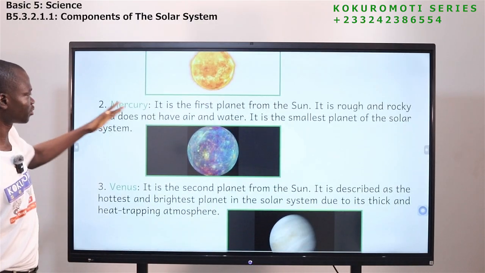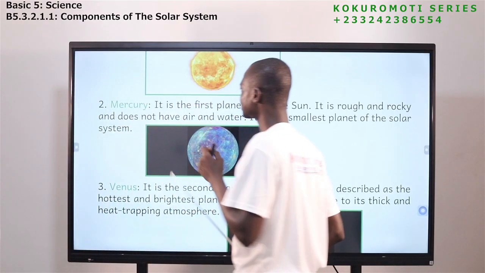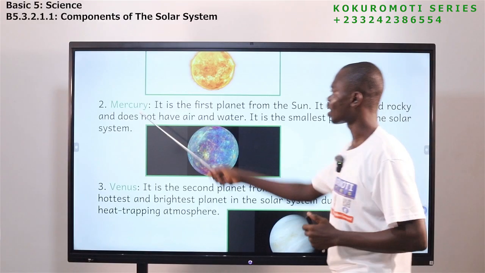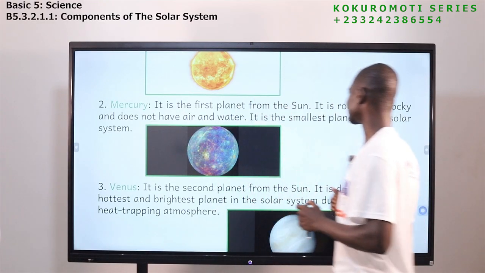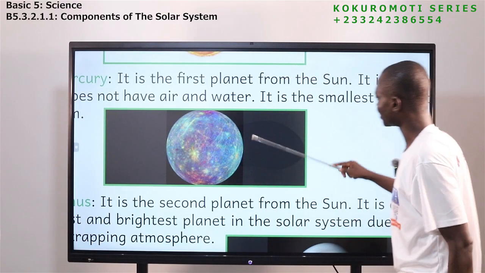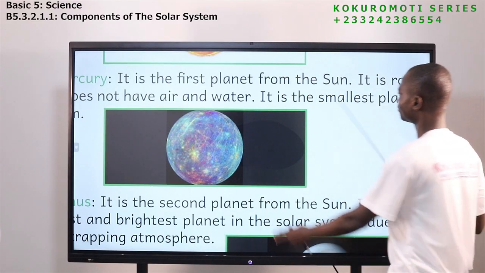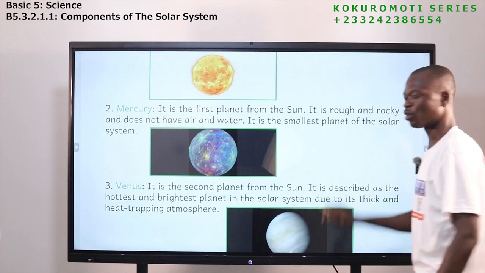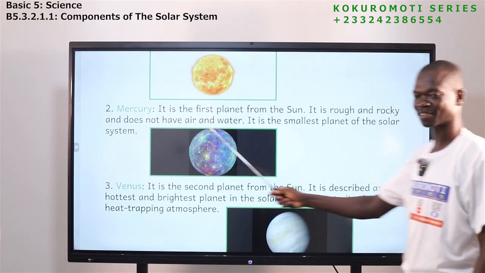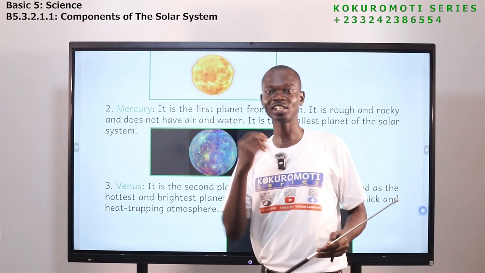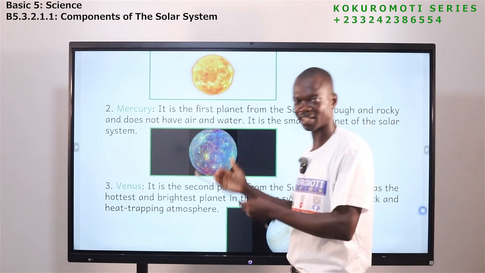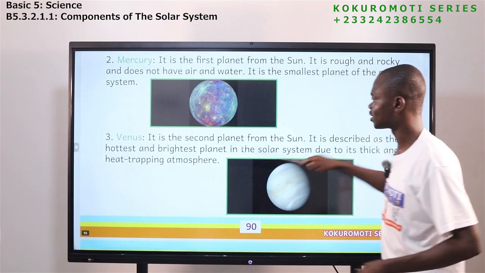The next one is Mercury. Mercury, Venus, Earth, Mars. From the sun, the first planet is what? Mercury. So it is the first planet from the sun, and this is how it looks. Now, look at one interesting thing. Among all the planets, it is the smallest planet of the solar system. So the smallest of the 8 planets is Mercury, which happens to be the first from the sun.